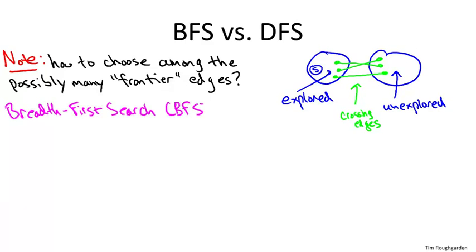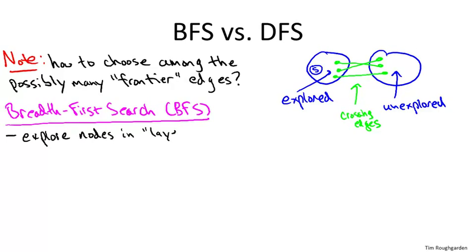So the goal is going to be to explore the nodes in what I call layers. So the starting point S will be in its own layer, layer 0. The neighbors of S will constitute layer 1. And then layer 2 will be the nodes that are neighbors of layer 1, but that are not already in layer 0 or layer 1, and so on. So layer i plus 1 is the stuff next to layer i that you haven't already seen yet.